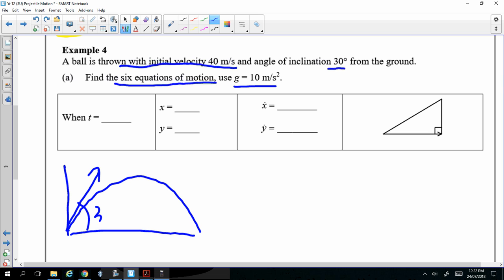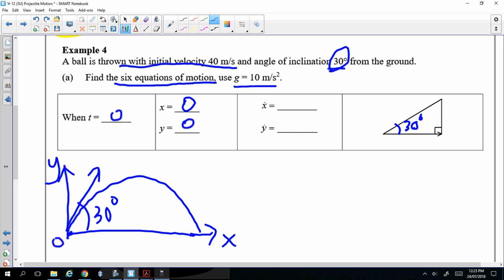So the first thing you need to do is look at the displacement, the position, and the speed at the beginning. When t is 0, what's x and y? Well, both are 0 because we assume that it's thrown from the ground. So start from 0. And then we have to work out the initial values of x dot and y dot. To do this, put 30 in this triangle. Then you've got the x dot here and the y dot, and the speed is 40.